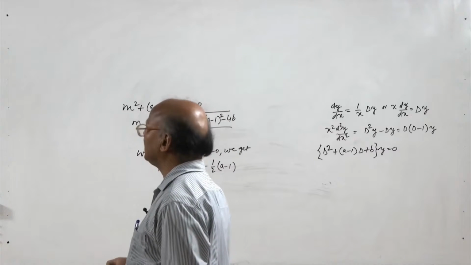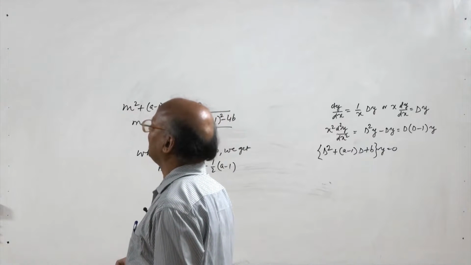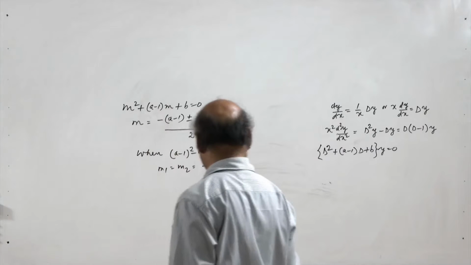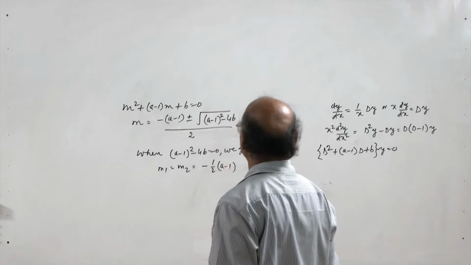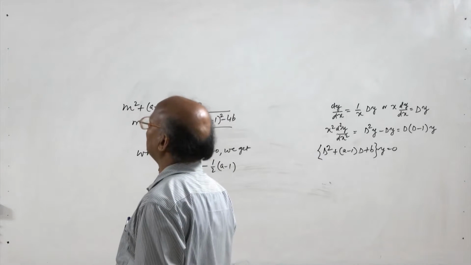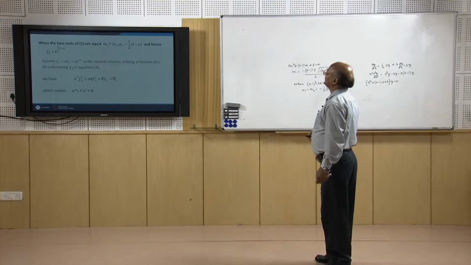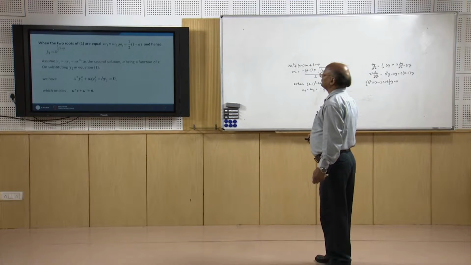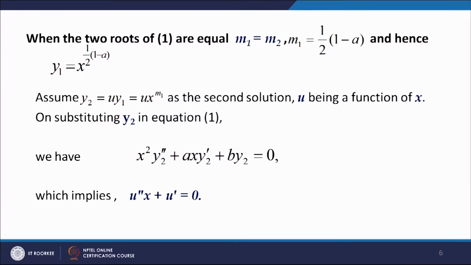So, what we will do is we will apply the method of variation of parameters. One solution is, this is 1/2 into (1 minus a), m1 is 1/2 into (1 minus a). So, one solution is y1 equal to x to the power (1/2)(1 minus a). Now, let us assume the other solution y2 to be some u times y1, where u is the unknown function which is to be determined in such a way that y2 is a solution of the given differential equation, the second solution. So, u is some function of x.